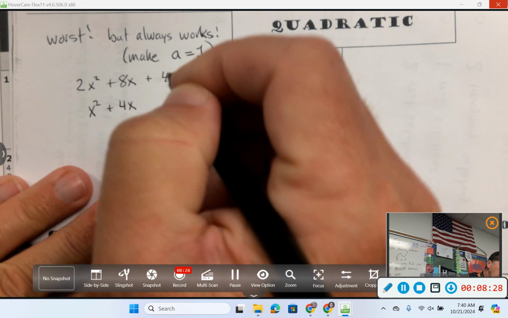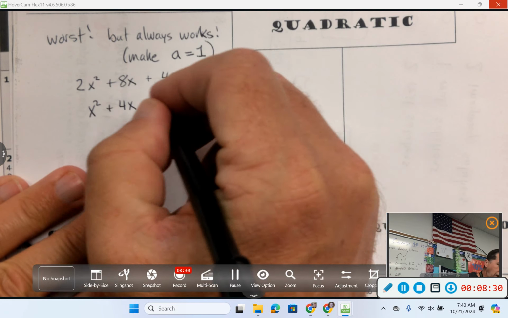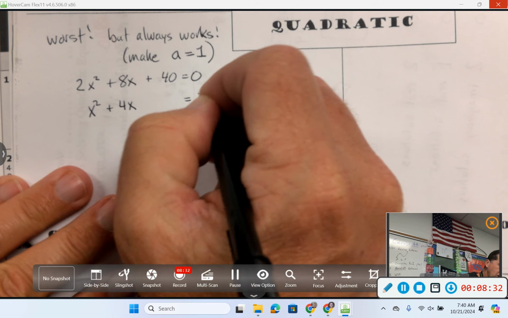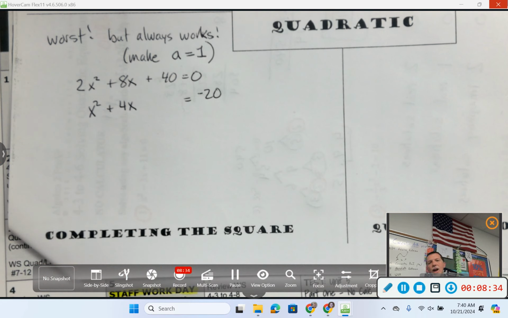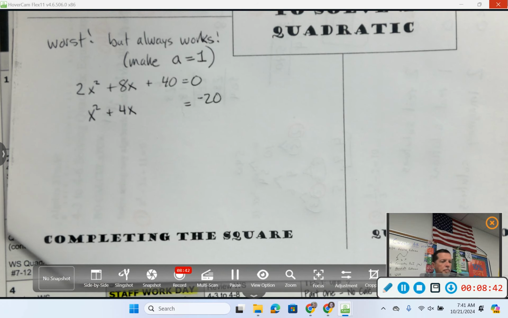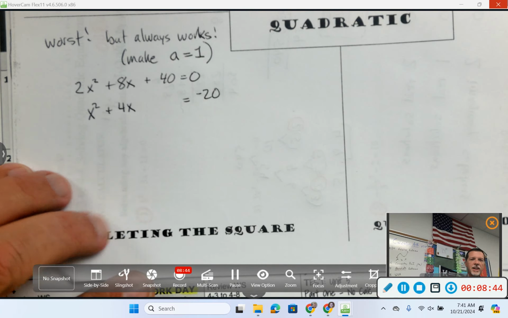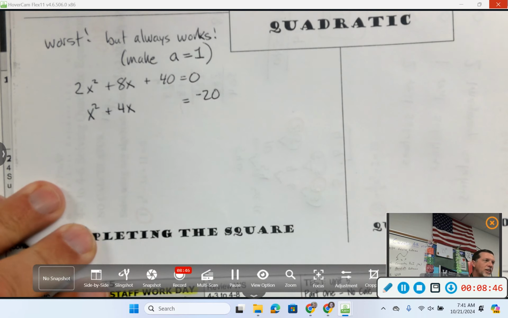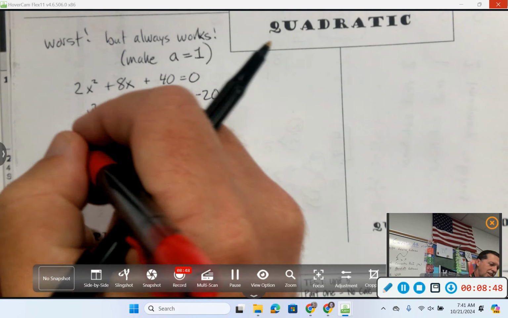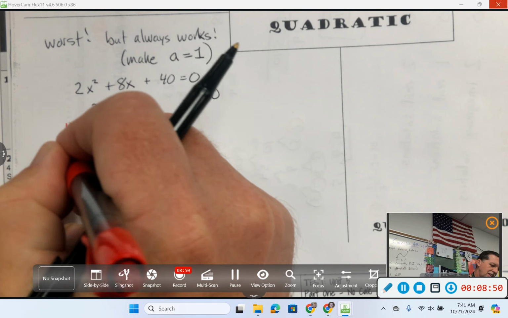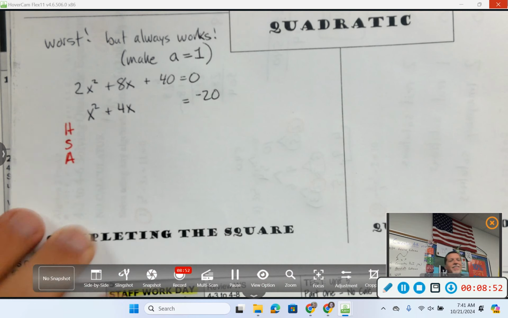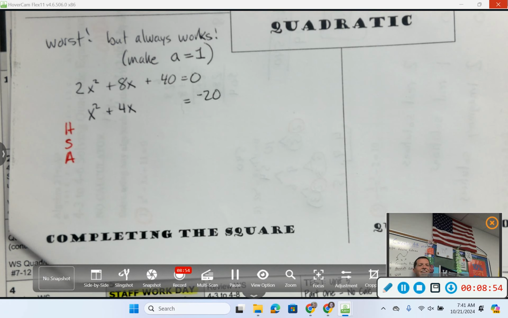X squared plus 4x. Oh, dare I get brave here and divide by 2 and move c over? That's easy. I mean, easy, yes, but be careful. What's the next step, or the next 3 steps? Take b divided by 2 squared, and then I forgot which one you do. Half it, square it, add it.